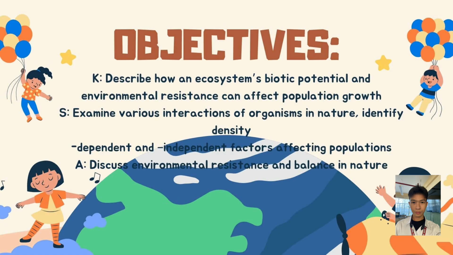Objectives: describe how an ecosystem's biotic potential and environmental resistance can affect population growth. Examine various interactions of organisms in nature. Identify density-dependent and independent factors affecting populations. Discuss environmental resistance and balance in nature.